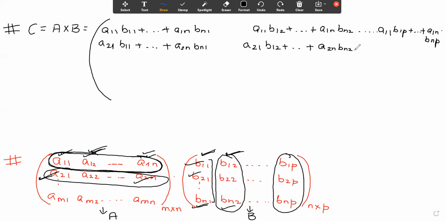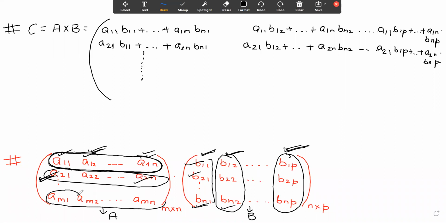And similarly, I can stretch it forward. I can multiply the second row with the last column. So this is going to be A21 times B1P, and I can stretch it to A2n times BNP. And you can see I can continue with this.